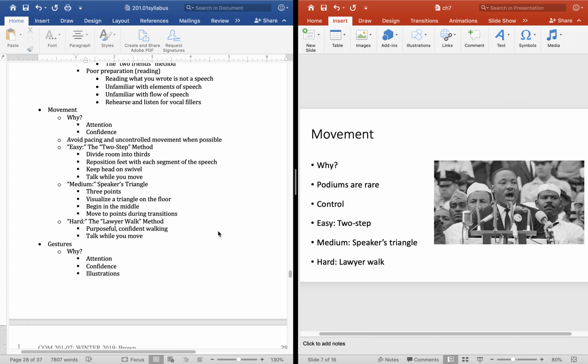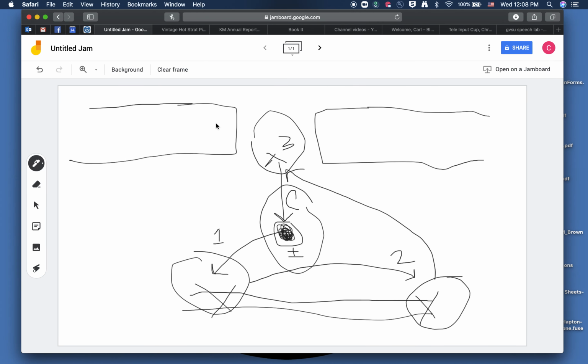Last is the hard version, the lawyer walk. I have to pronounce that carefully. I'm from the South, and so I say lawyer walk, and my staff at the speech lab laughs at me. But the idea there is that you are presenting much like a courtroom. Let's take this stuff out.